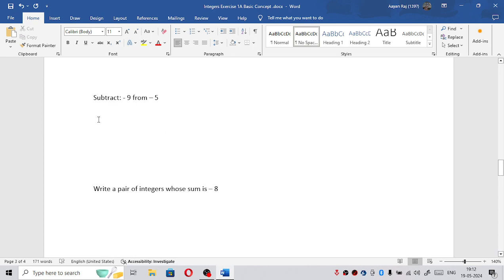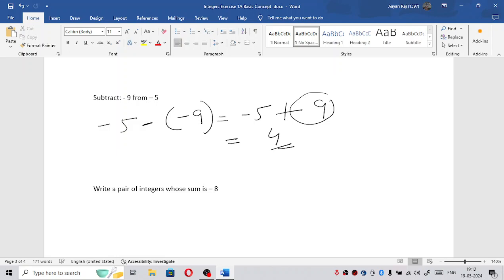Now the next integer subtraction is subtract minus 9 from minus 5. So minus 5, and then you have to subtract, give this minus sign, then minus 9. You have to put it in a bracket. Again, as I said earlier, minus 5 will come as is, minus into minus will become plus, and then it is 9. So minus 5 plus 9. 9 is the bigger number, so you have to subtract: 4, and the sign would be of plus, which is the bigger number, 9. 4 is the answer, a positive number.